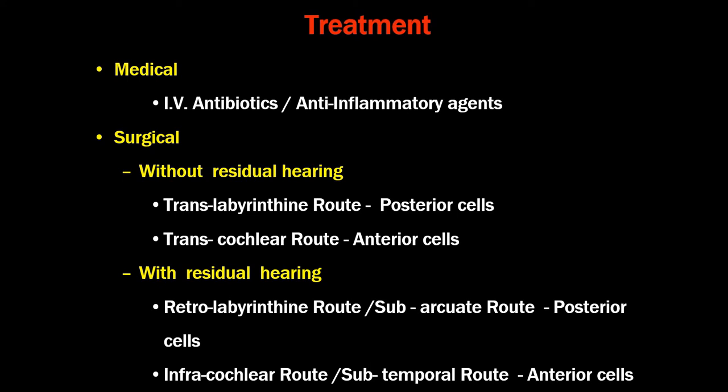For the posterior cells, we can go through the translabyrinthine approach and the transcochlear route to the anterior cells. When the patient has residual hearing, then we should not damage the labyrinth. So we have to go through the retrolabyrinthine route or the subarcuate route for the posterior cells, and intracochlear routes for the anterior cells. This might come in the MCQs.